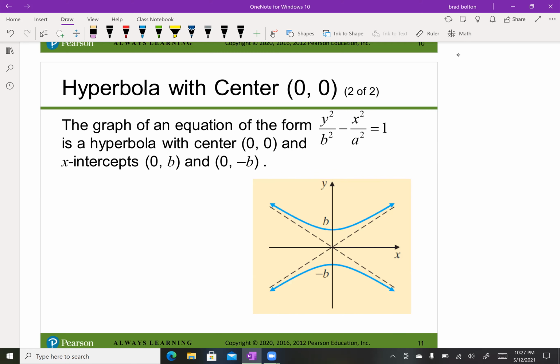So I guess we could call this a vertical, even though that's not really exactly how you would describe it, vertical. Did I say parabola? Hyperbola. And then if we had x squared over a squared minus y squared over b squared equals 1, this would be called a horizontal hyperbola.